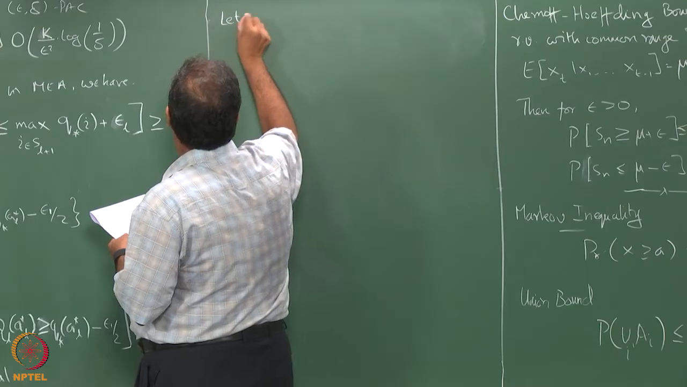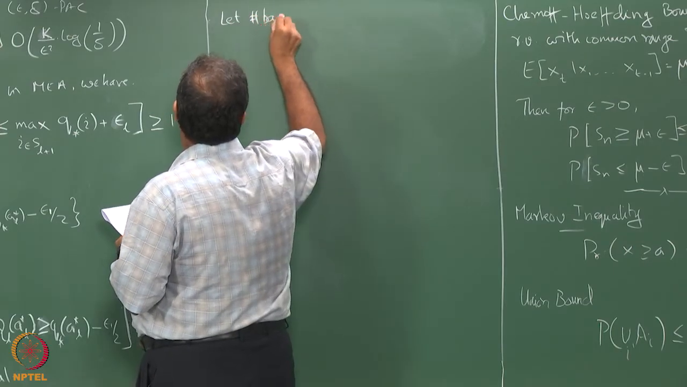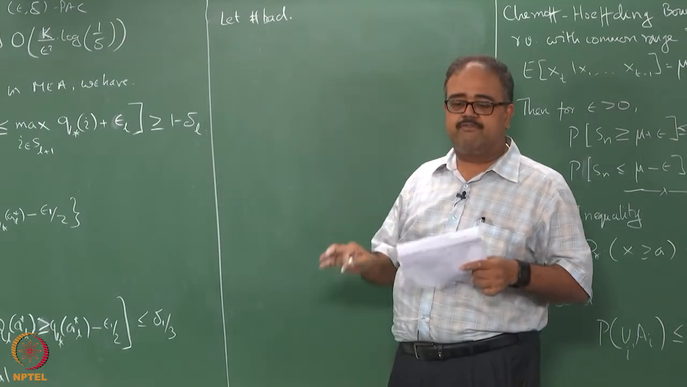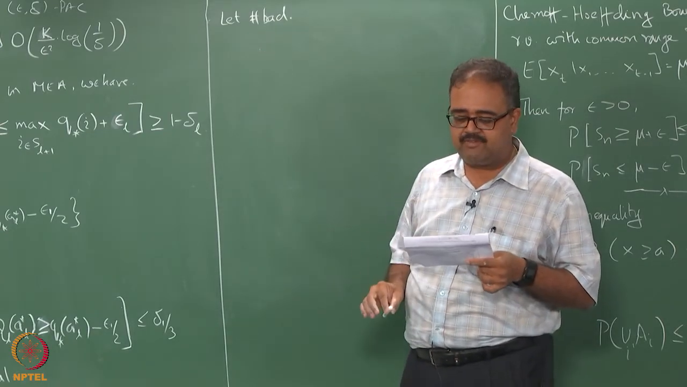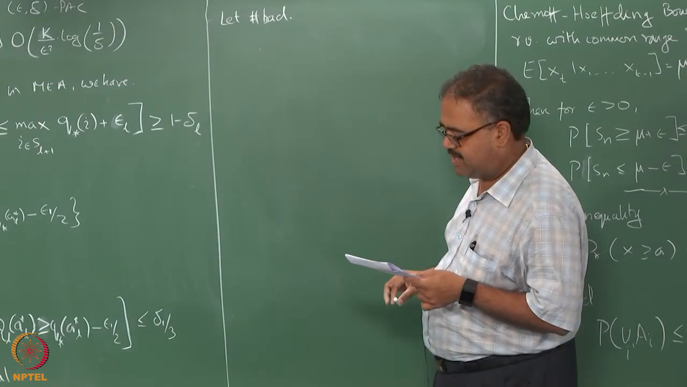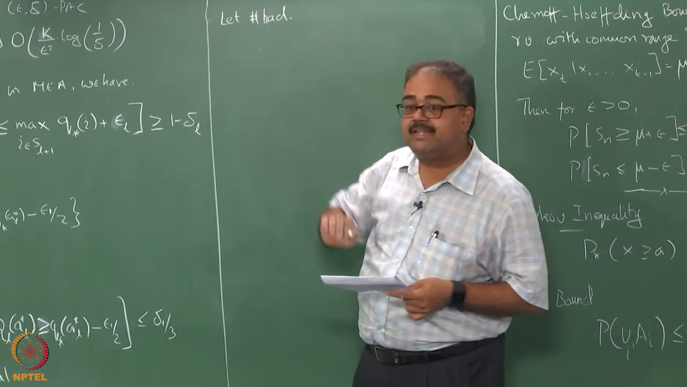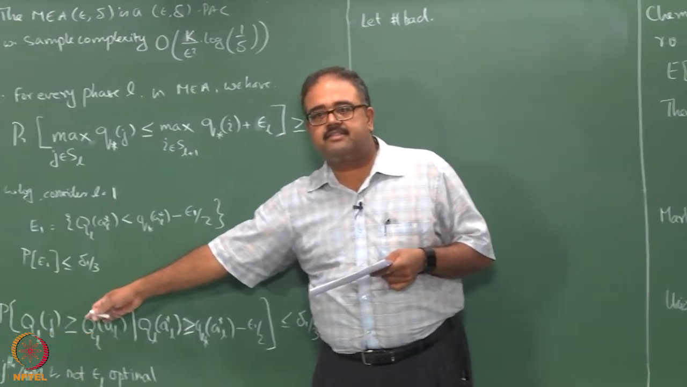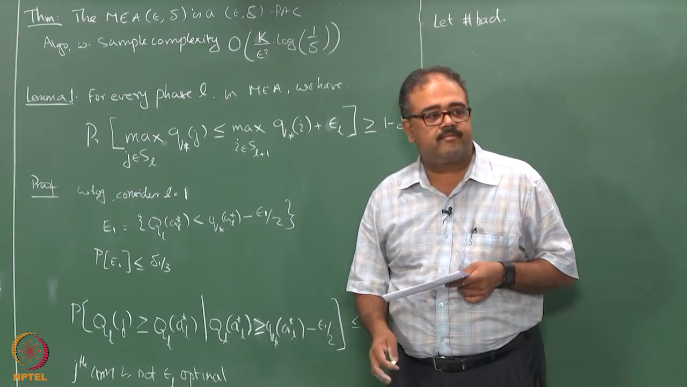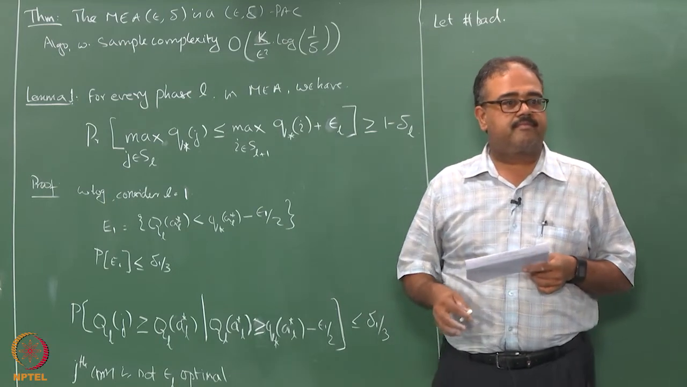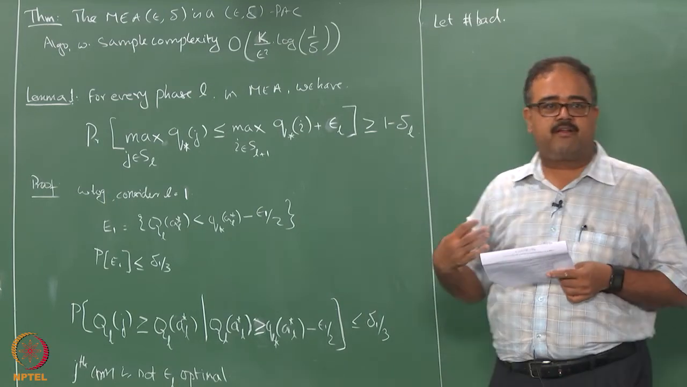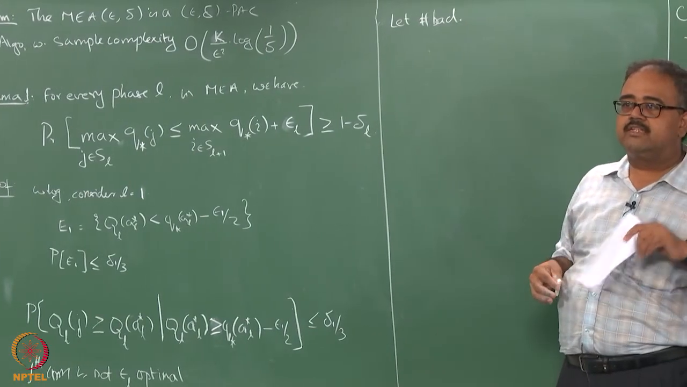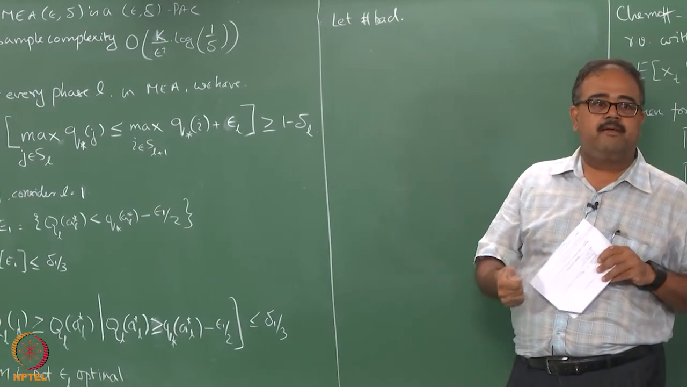So we will use the same symbols here. Let hash bad be the number of bad arms such that this condition holds, right. Hash bad is the number of bad arms such that that condition holds. So these are the number of bad arms that are beating the best arm.